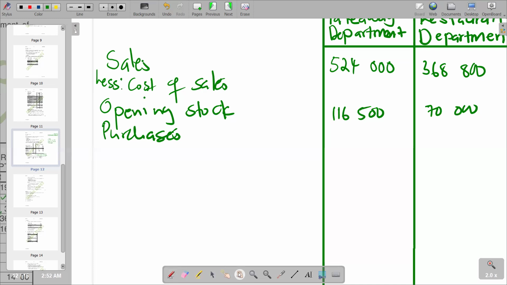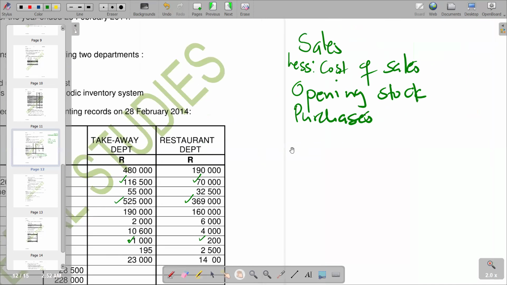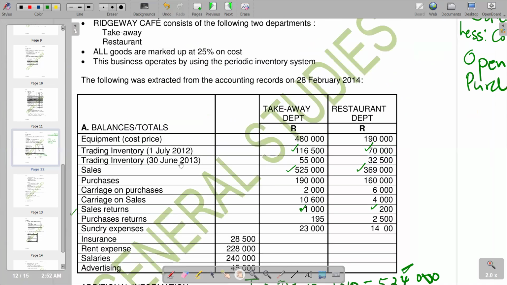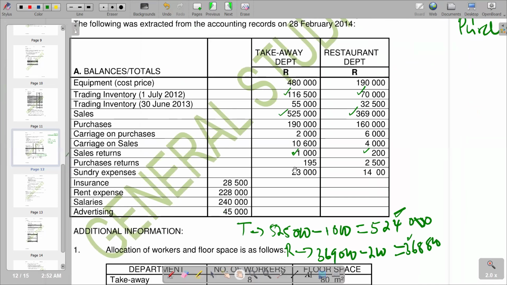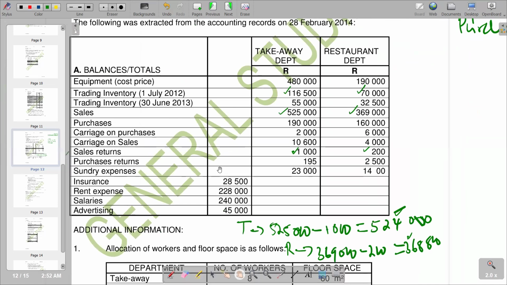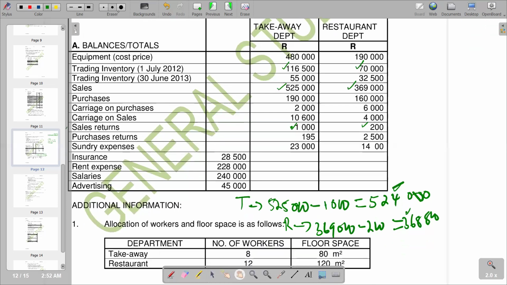So you come here and we check the figure for purchases that we have. We've got 190,000 for takeaway, and we've got 160,000 for the restaurant. So that's what we have. Then we check if we've got some returns, and we see that we've got purchase returns here, 195 and 2,500, which we need to subtract from the figures for purchases to get the net purchase figure. So let's just create some space there.